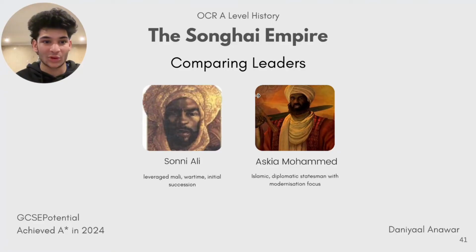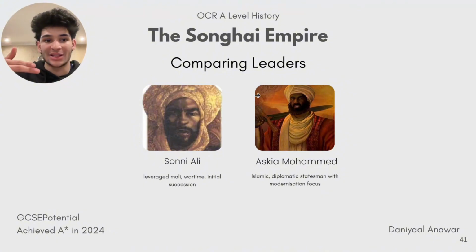Second point, he had a lot of wartime success. So he took over Timbuktu, he took over Djenne, he took over Gao. Those three big regions were taken over by him because he was a very brutal but effective wartime leader. And as a result, he was quite successful. And the final point is the initial succession.